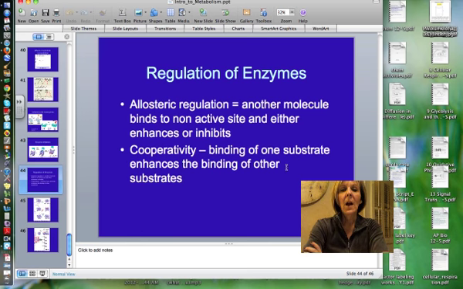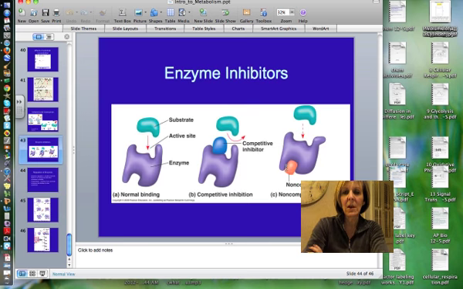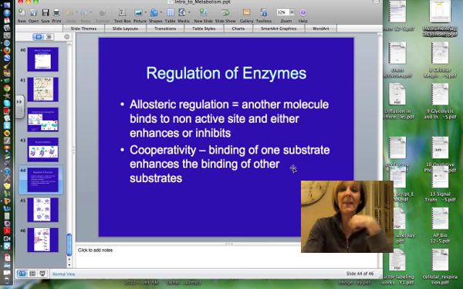So an allosteric regulation is a type of regulation where you have another molecule that binds to the non-active site that is going to enhance or inhibit the enzyme. Okay, so we just saw an example. This would be an allosteric regulation here, in which case you have a molecule bonding to a non-active site and that inhibits it. But you can also have molecules that bond to a non-active site and enhance it. And that would be an example of cooperativity.